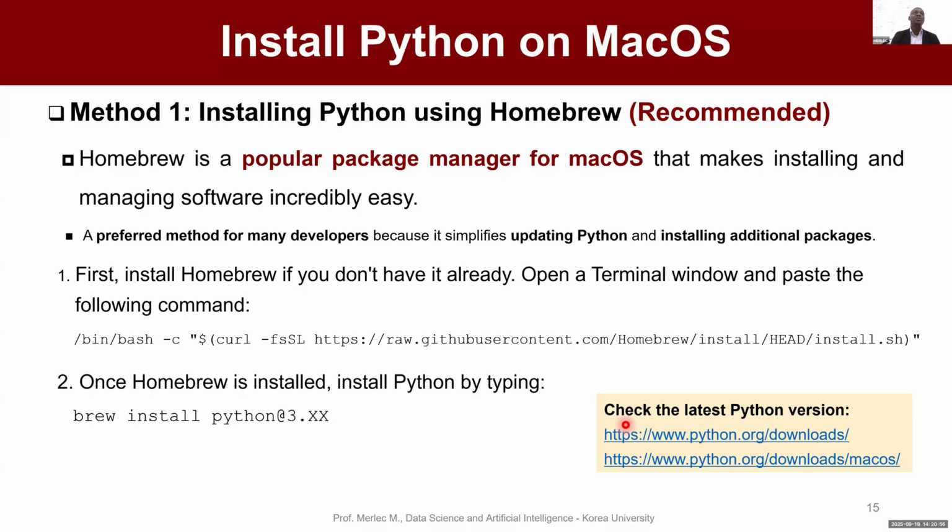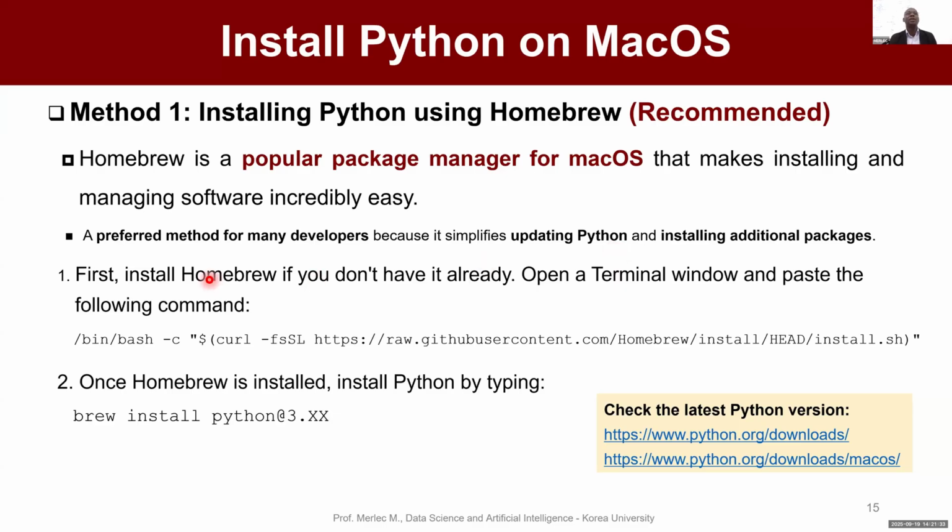For that, it is recommended to use Homebrew, which is a popular package manager for macOS. It gives you an easy way to install and manage your software. So this is also useful for updating the version of your Python. If you already installed Python on your Mac OS or Linux, you can use this way to update it and get the latest version.